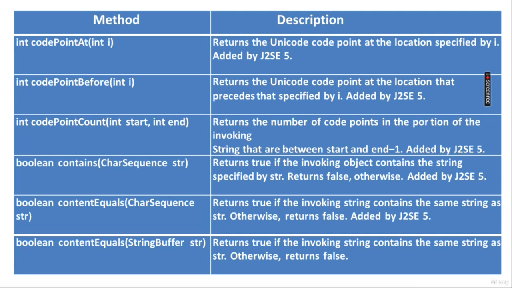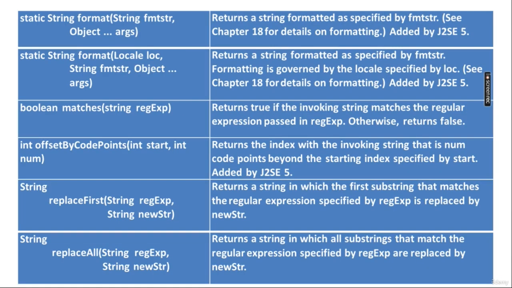boolean contains(CharSequence str) returns true if the invoking object contains the string specified by str, and returns false otherwise. boolean contentEquals(CharSequence str) returns true if the invoking string contains the same string as specified in the parameter, otherwise it returns false. boolean contentEquals(StringBuffer str): the previous form and this form have one difference. The first has a CharSequence object and the second has a StringBuffer object. It returns true if the invoking string contains the same string as str, otherwise it returns false.